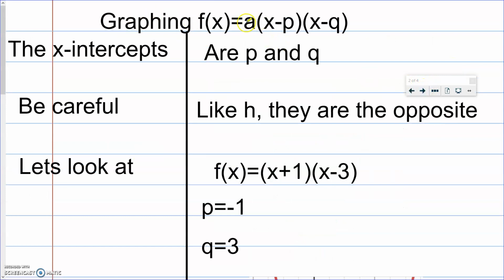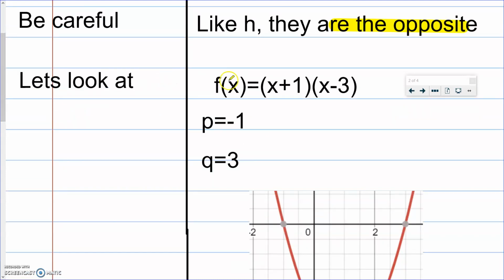So we're looking at graphing a times x minus p times x minus q. The x-intercepts are the p and the q. Be careful though, like h, they are the opposite sign of the function when it's given to you. So let's look at a quick example. When we have f of x equals (x plus 1)(x minus 3), our p value is -1. It is the opposite of what it was in here. Our q value is 3. Once again, it is the opposite of what was in here.